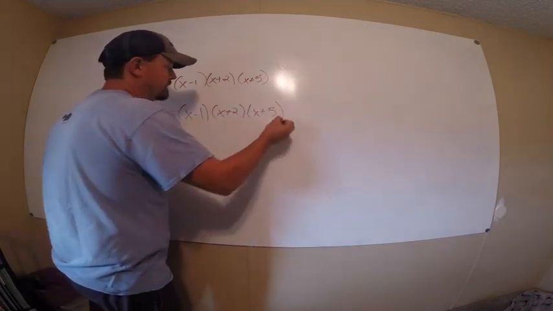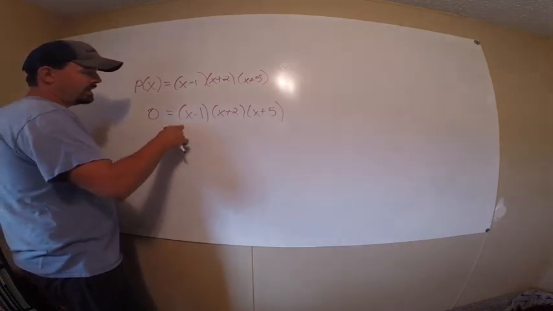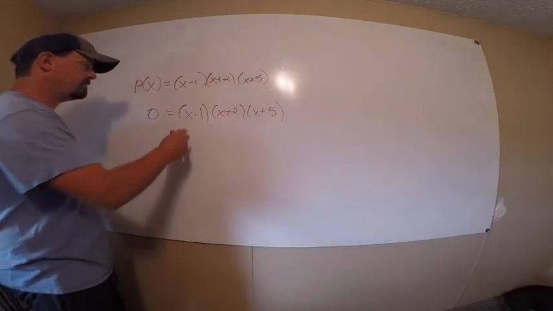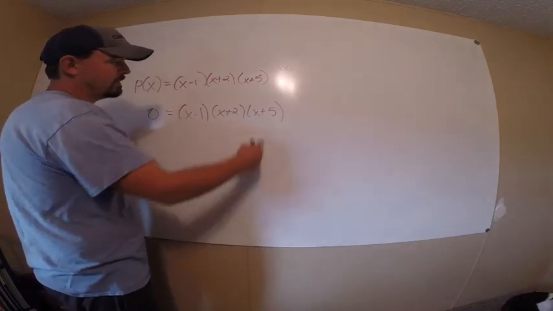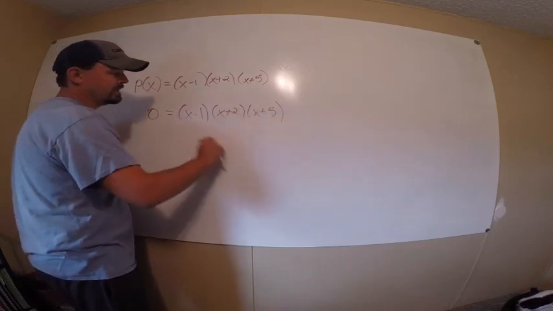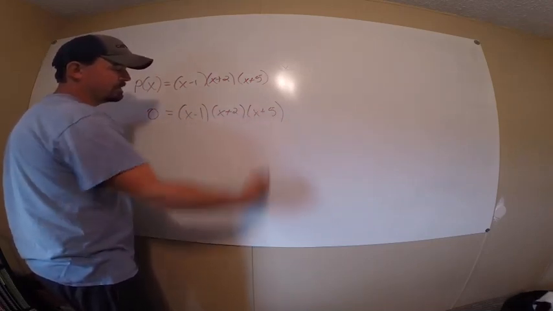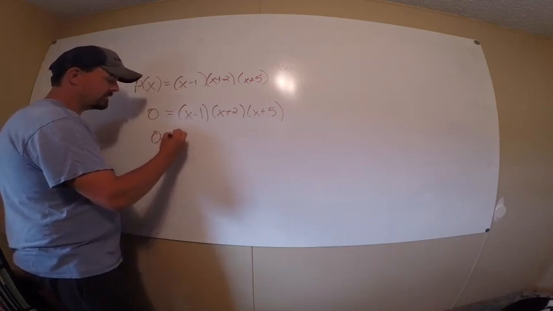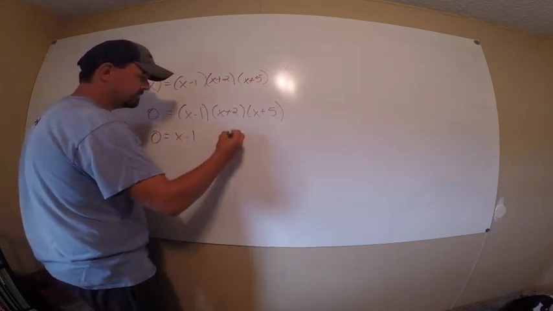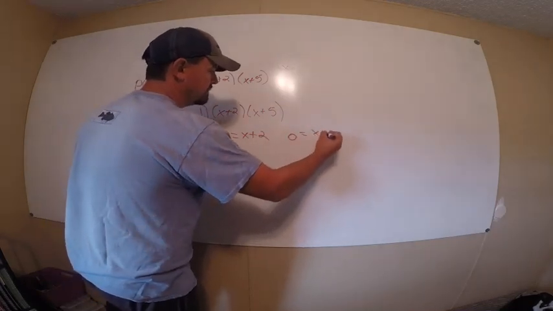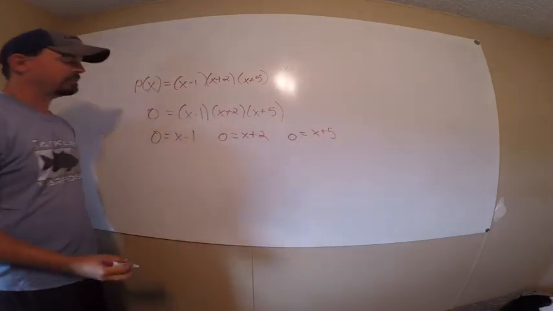In order to do that, anything that makes this whole thing 0 will be an answer. So if this piece is 0, this piece is 0, or this piece is 0, then we're going to get an answer, because 0 times anything is 0. So if any of these pieces are 0, then we're going to have the solution to the equation. So I'm going to set them all equal to 0, and then I'm going to solve each of them individually.